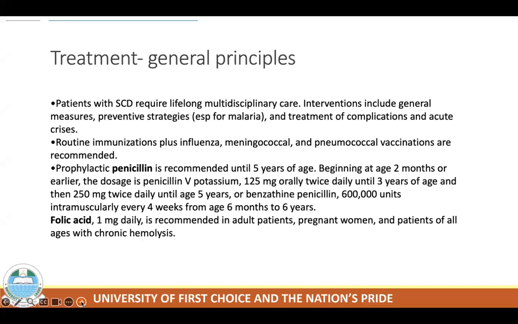And then, of course, I mentioned this earlier on, folic acid is supplemented daily. It's recommended in adult patients, in pregnant women, and in patients of all ages with chronic hemolysis.